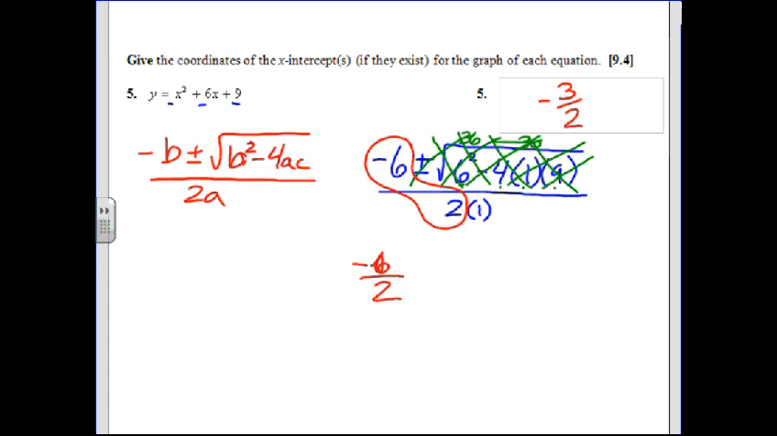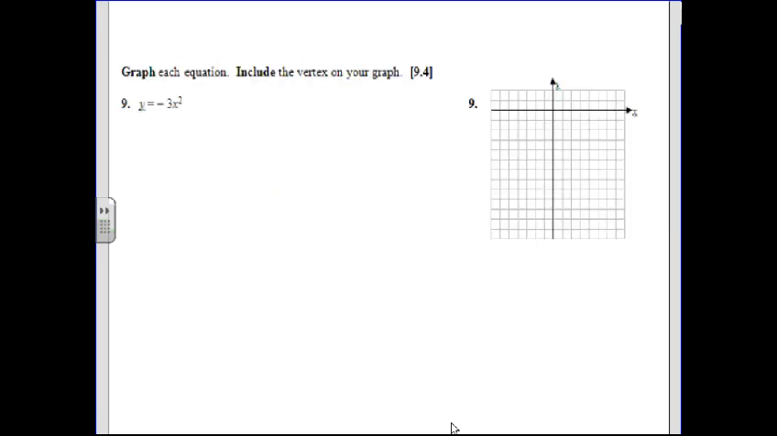Alright, we'll skip the next few. Let me see, I just got to remind you really quick. Number 9. Got a couple of seconds before we finish there.